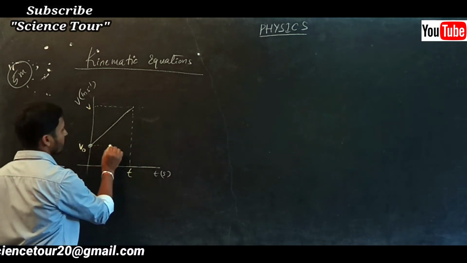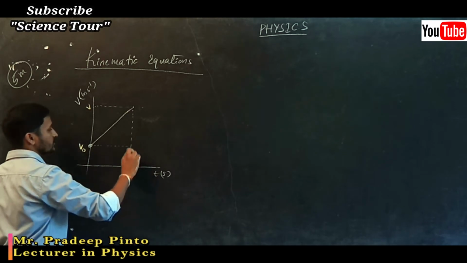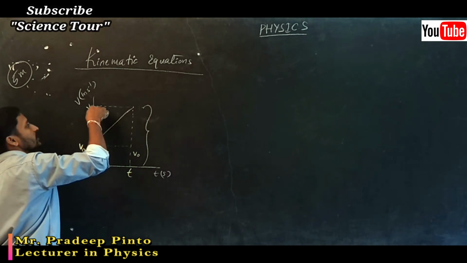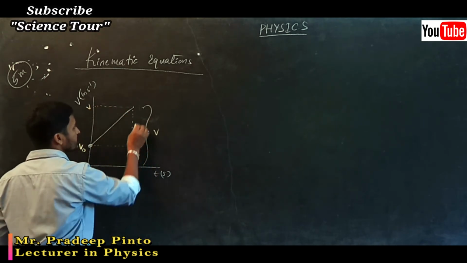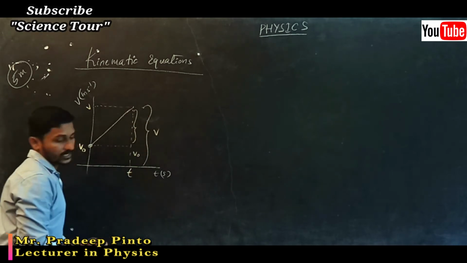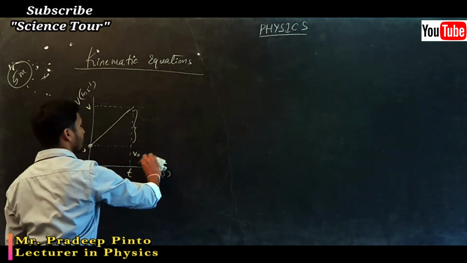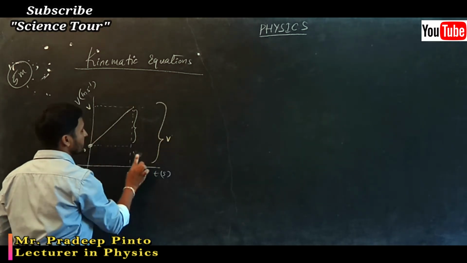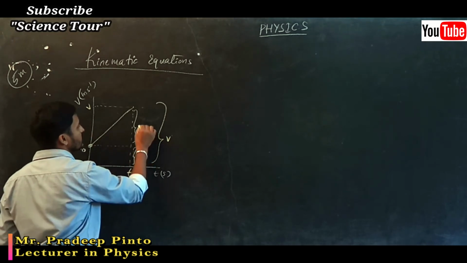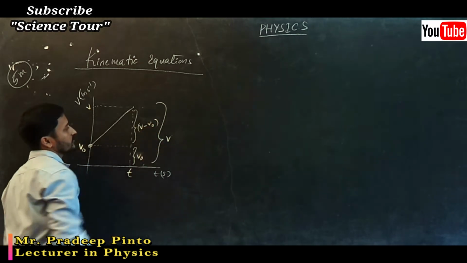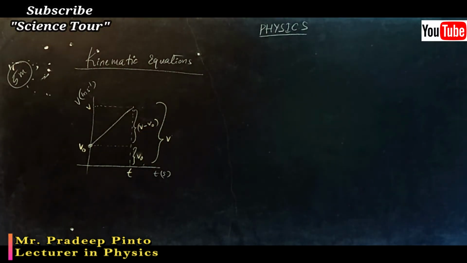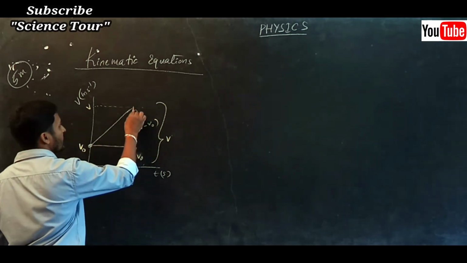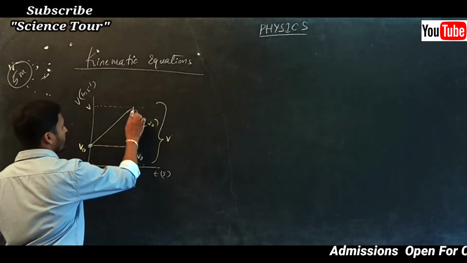So if I extend this, what happens? This becomes V0. This one, total how much? Total up to here is V. So how much is this distance? That is nothing but V minus V0. So this total distance is V, this distance is V0, and this distance is V minus V0. Okay, in that way it is. So what is the slope of the graph? I can write the slope in this way, right? A dotted line you have to draw. Okay, a dotted line you have to draw.